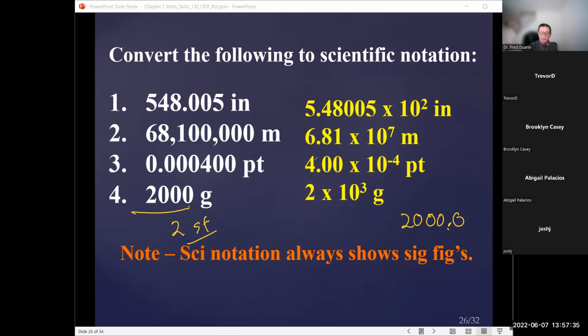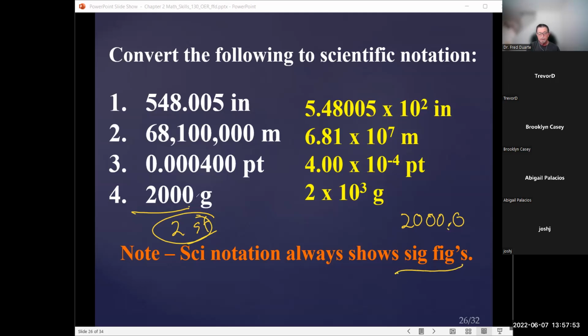Yeah, I have 5 exactly. And so I can't put a decimal point arbitrarily to give me the digits that I want. But what I do is I convert it to scientific notation. Why? Because scientific notation always shows the correct number of sig figs.